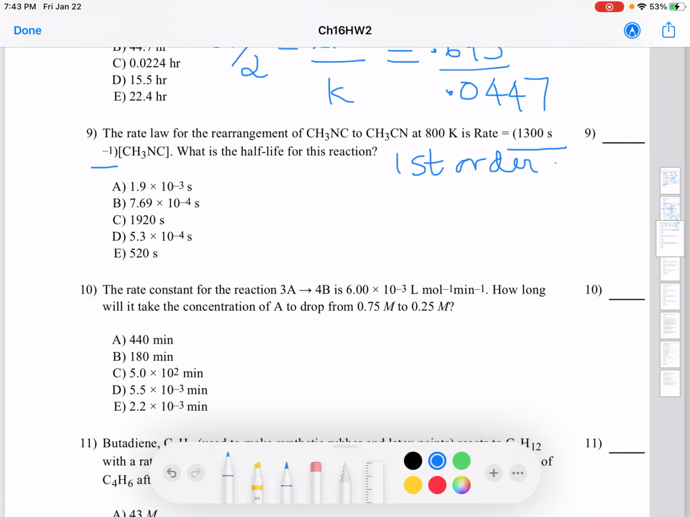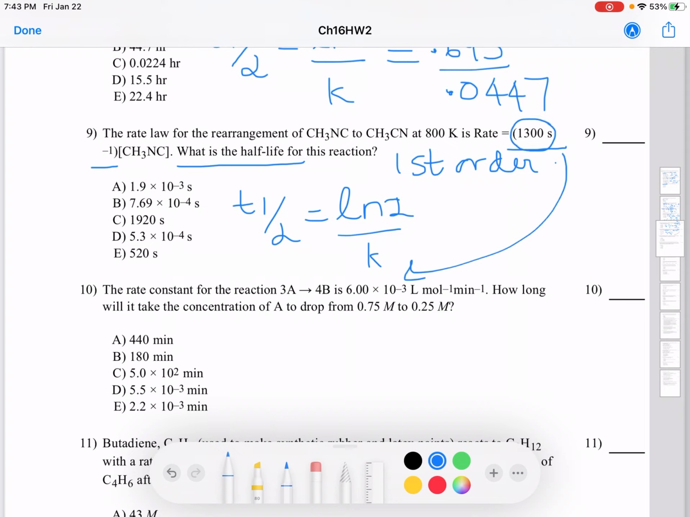So for the first order reaction, what is the equation for the half-life? We just looked it up. t half is ln 2 over k. ln 2, you find it is 0.693, and then the rate constant is given as 1300. You put ln 2 over 1300, you find 0.693 over 1300, so you can find out the half-life. Okay, you can get the answer for that.